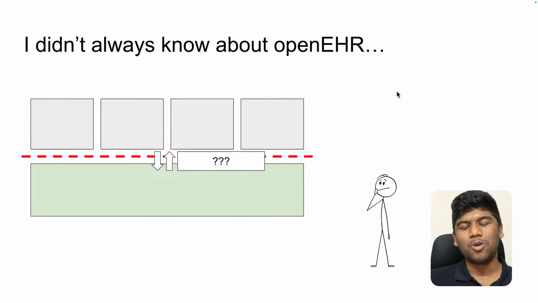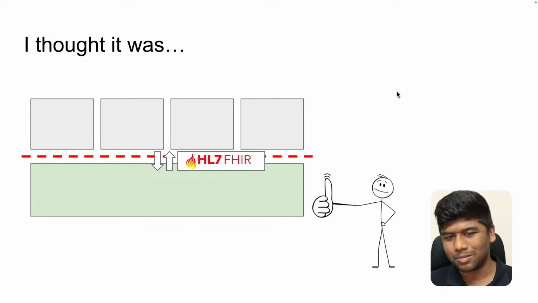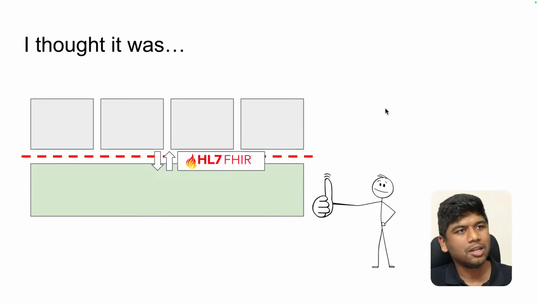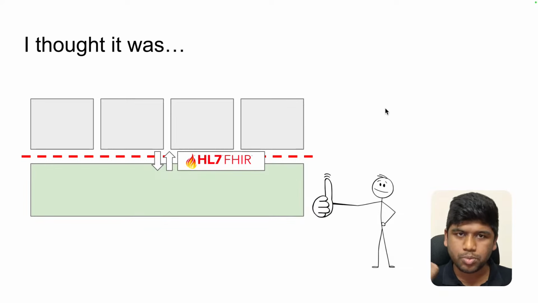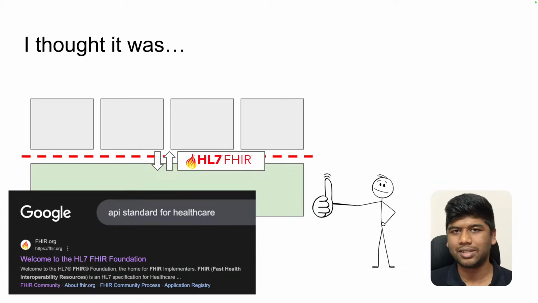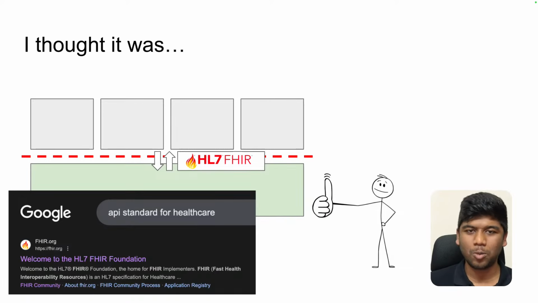I didn't actually always know about openEHR. I initially thought HL7 FHIR was the standard. Why don't we just build a complete solution on top of FHIR? Let's just take FHIR data repositories and do this, right? I did this, honestly. I built an EHR that was purely based on FHIR. Why? Because when you search for API standards for healthcare, FHIR is the first result that you get. The openEHR team have done a very poor job at optimizing their SEO. But anyway, that's a different story.